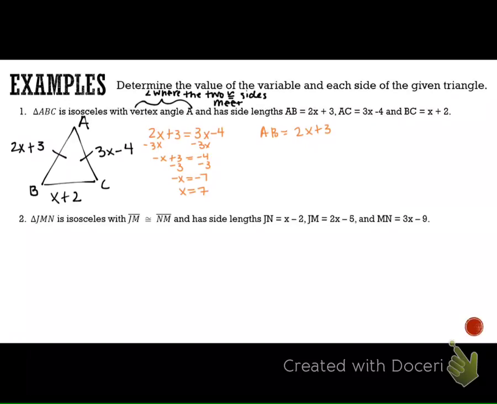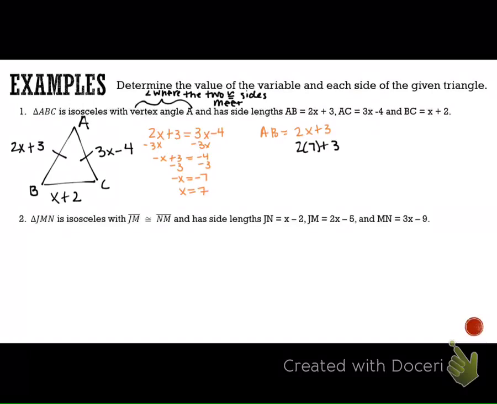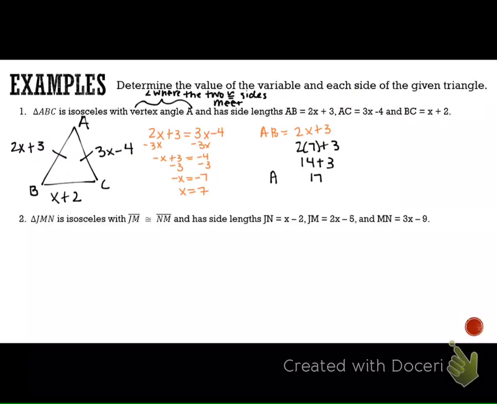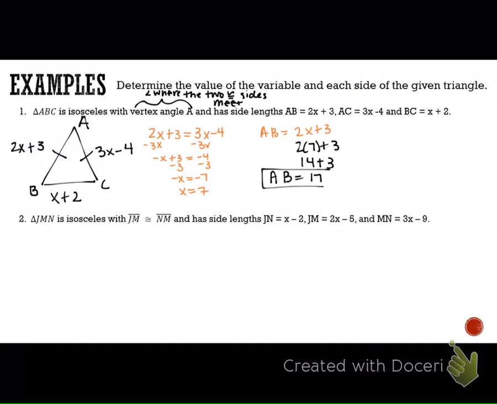These two are congruent. We already set them equal to each other. So if they're equal, we got x equal to 7. There you go. Please be doing stuff for my class in my class. So AB equals 17.